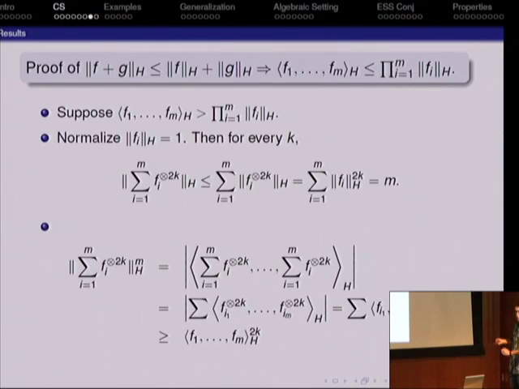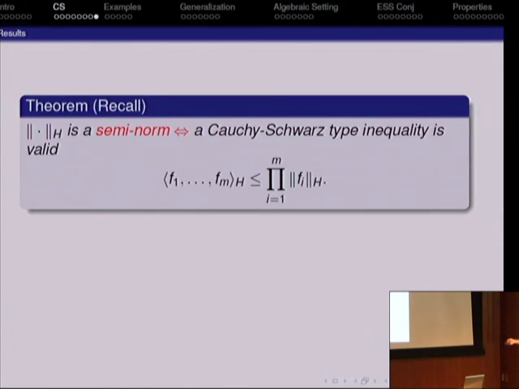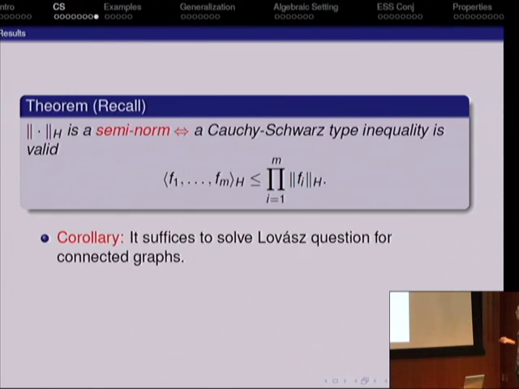So I can make this large enough because there is one term which is larger than 1, and I'm raising it to power k. So it's a simple proof, just using a simple trick with tensors. So we showed this, and it has some interesting corollaries.